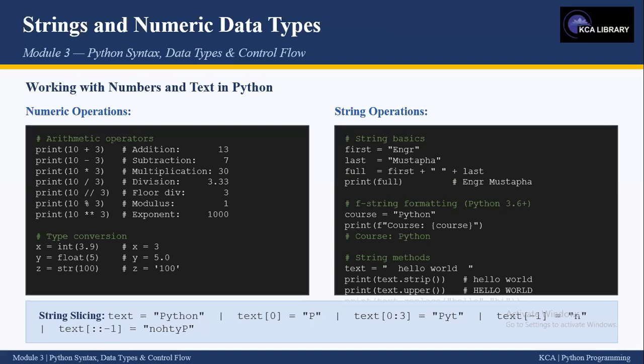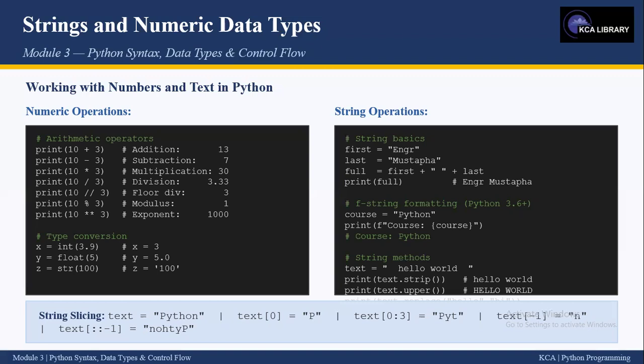Numeric operations. We have arithmetic operations. We have type conversion. We have string basics. We have f-string formatting. We have string methods. So, arithmetic operators. Print, open bracket, 10 plus 3. So that's how you can write it. That is addition, equals 13.